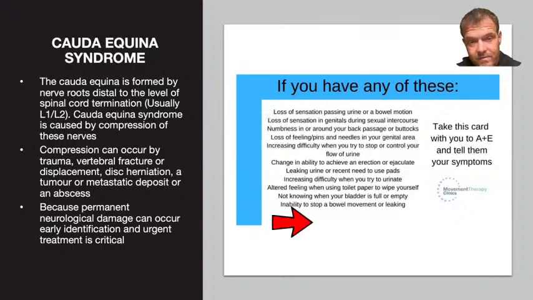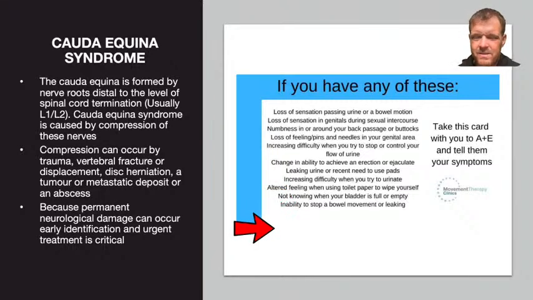But if they don't have these symptoms and you're still a bit concerned, you can give them this card and you say, look, if you develop any of these symptoms, go to A&E straight away. And it's called a safety net. Okay, so we safety net them.